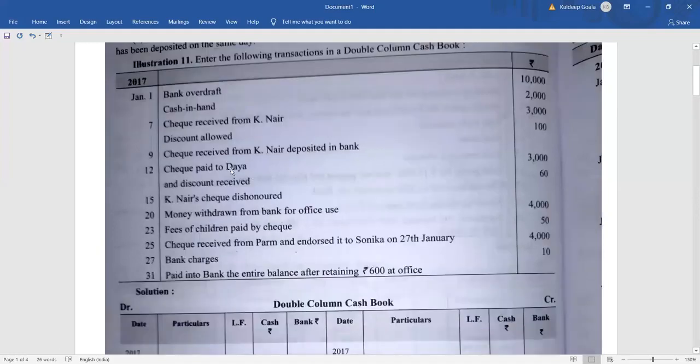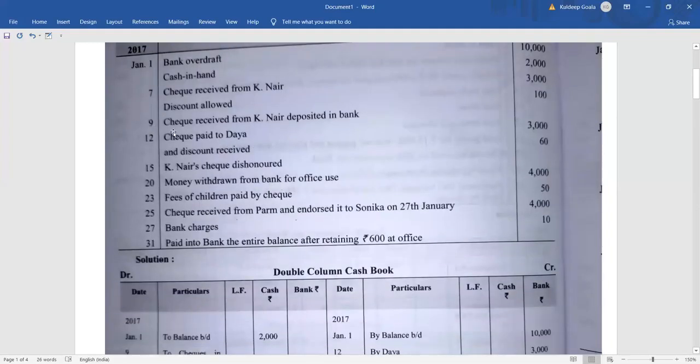Clear? Now moving back again, coming next to the question, that is point number 9, January 9, right? Dated January 9. What is given here? Check received from K Nair, deposited in bank. So on date 9, we are depositing the check in the bank. So what will be the entry? You don't need to give any note for this point number 9, because this transaction will be coming in the cash book. How is it coming in the cash book? Because we are depositing the money in the bank now, right?